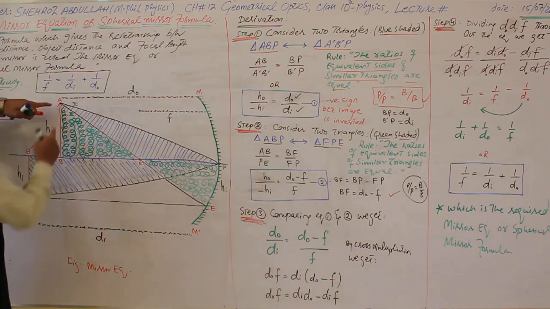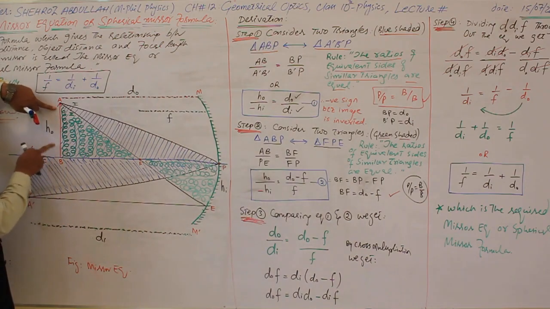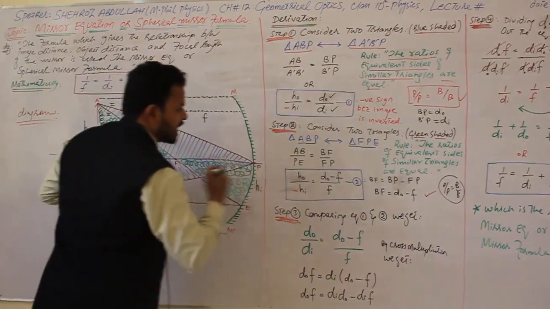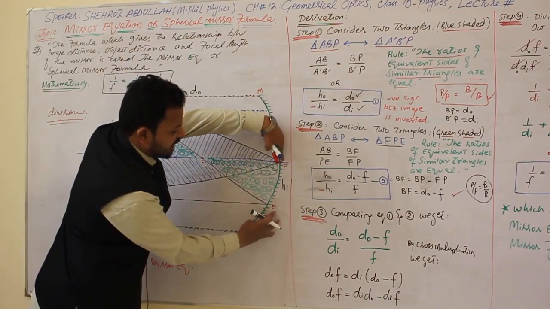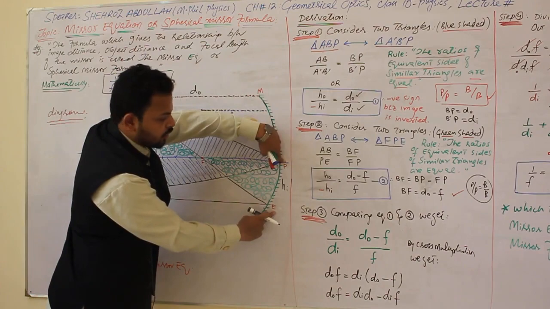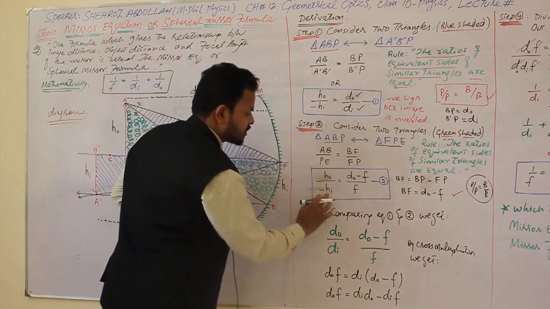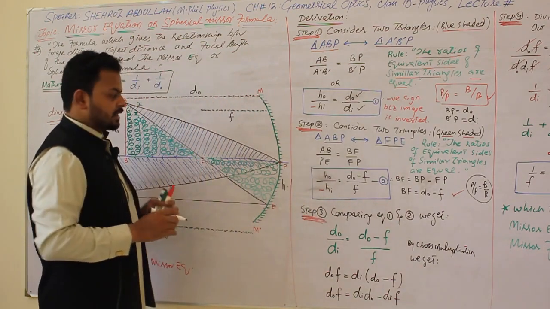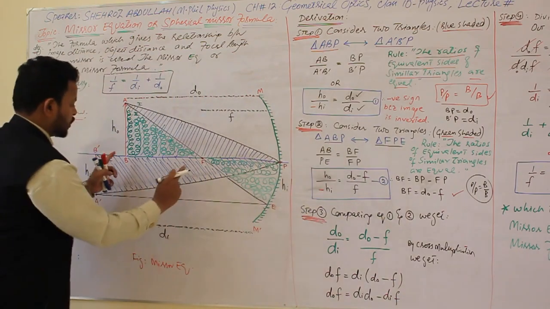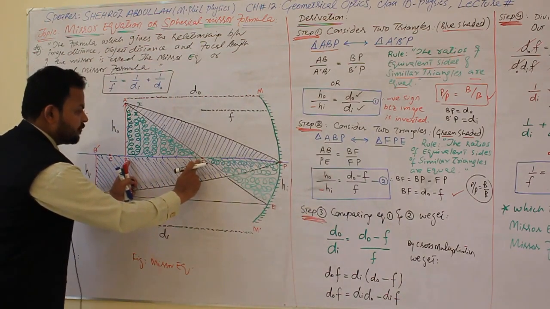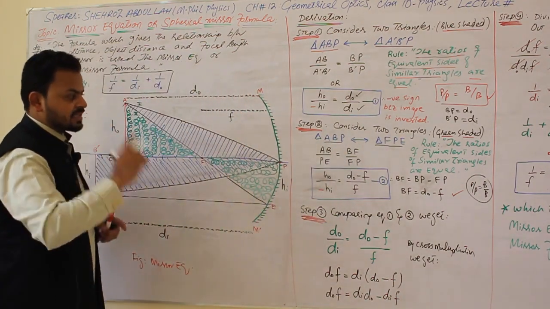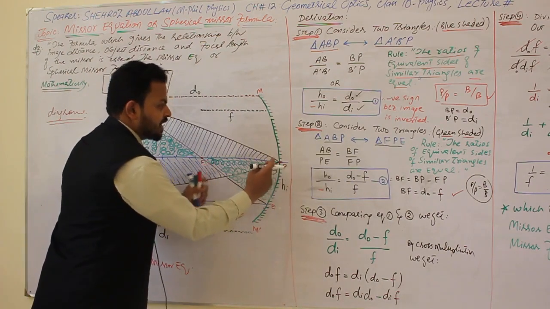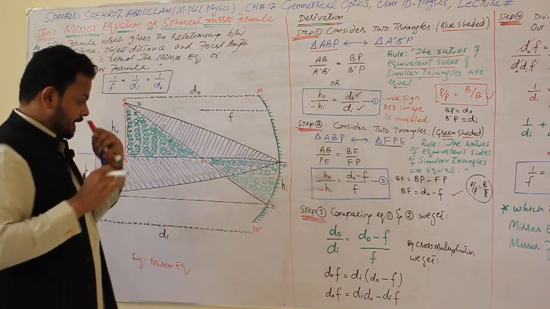In the first triangle, what is the perpendicular? AB is the perpendicular in the first triangle. Let me write AB over here. In the second triangle, PE is the perpendicular. Let me write PE over here. In the first triangle, BF is the base. Let me write BF over here. Now, in the second triangle, FP is the base. Let me write it over here.